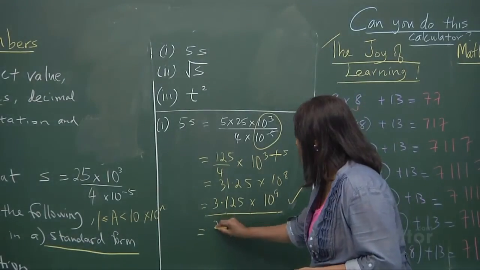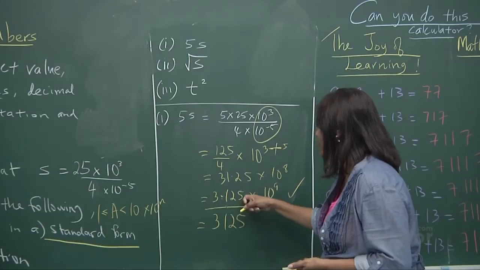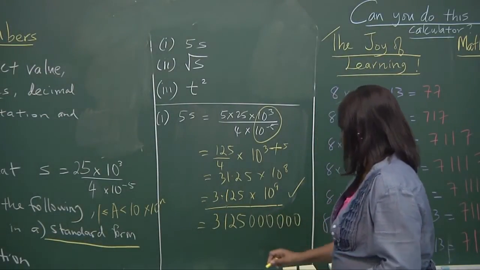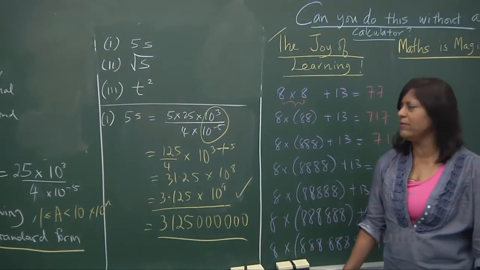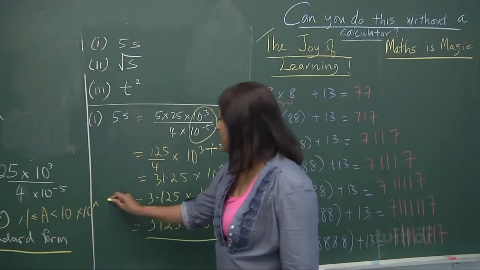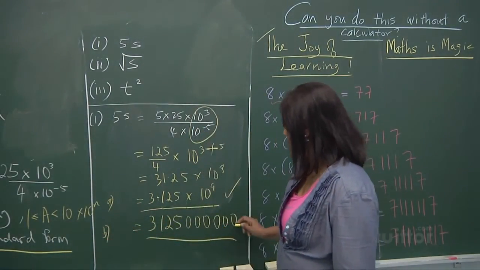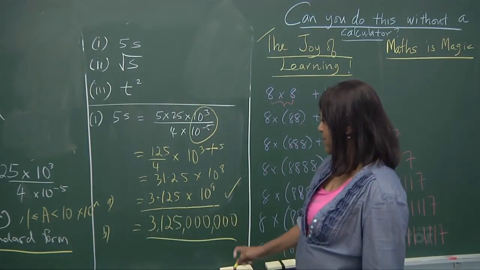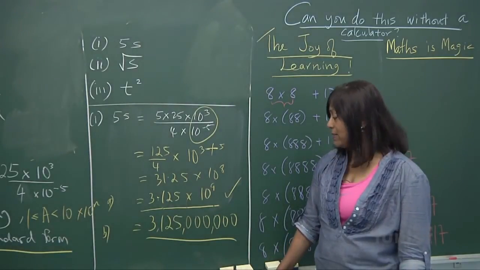So this in ordinary notation will be 3125. You already moved 3 places here, and another 6 more zeros. So you can see that this is a huge number in ordinary notation. This answer is for part A and this is for part B. You can look: 1, 2, 3, 1, 2, 3, 1, 2, 3. So this is already telling you what it's about.